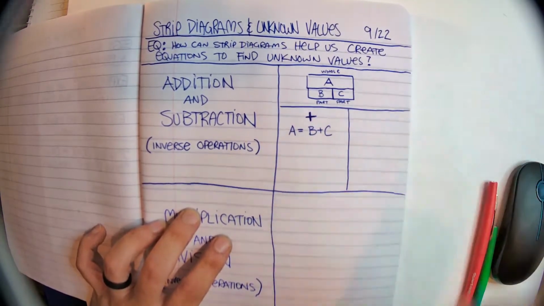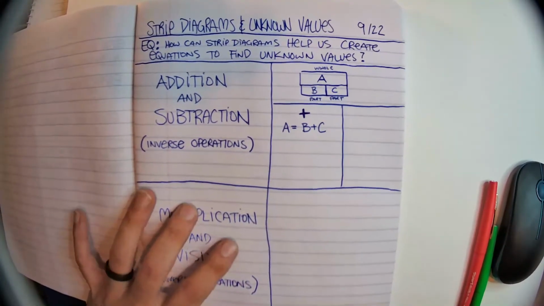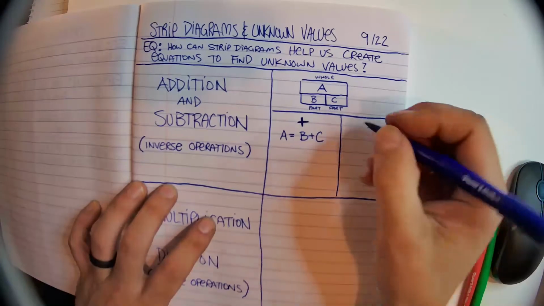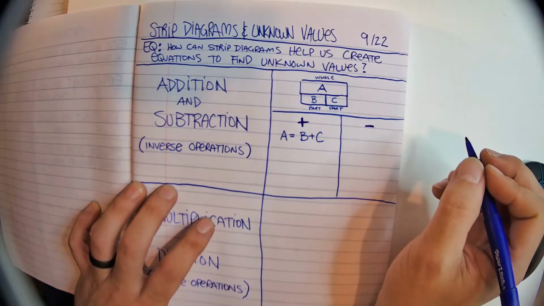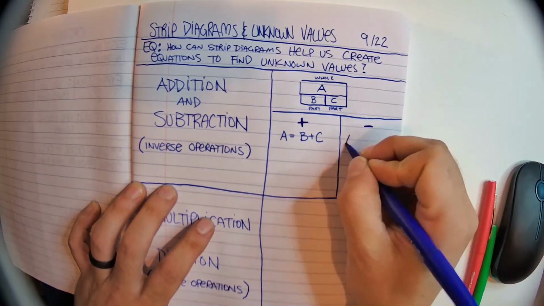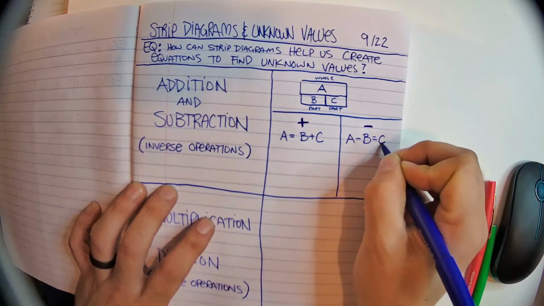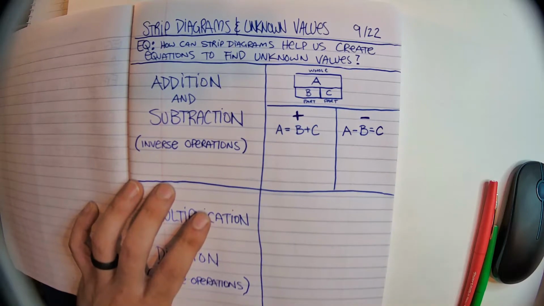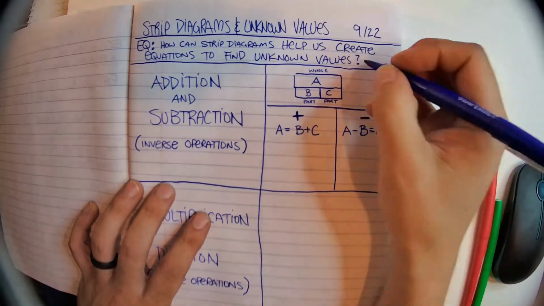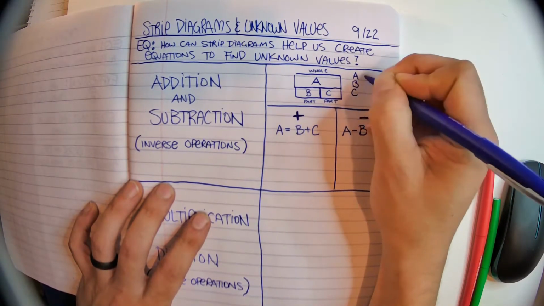This is a part whole strip diagram. So if I wanted to make an addition problem that would help me solve this, it would be A equals B plus C. If I wanted to make a subtraction problem that would help me solve this, it would be A minus B equals C. Now these are just generic addition and subtraction problems. Really, this doesn't give us the answer until we start assigning A, B, and C some actual values.